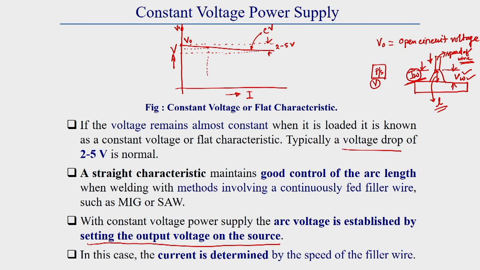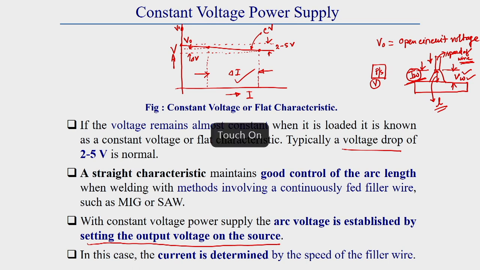With a small variation of voltage, delta V, we get a huge delta I. The change of current is very high. So if a small variation of feeding rate occurs, then the current automatically rises in such a way that more metal will be melted and the arc length is regained to its original value.